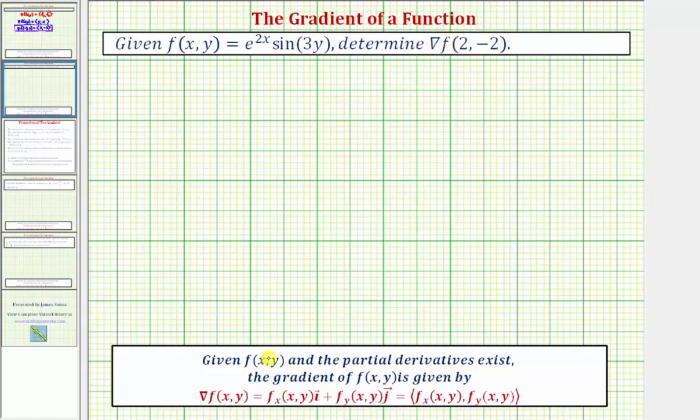So for a quick review, if we're given a function f of x comma y and the partial derivatives exist, then the gradient of f of x comma y is the vector-valued function, where the x component is the partial of f with respect to x, and the y component is the partial of f with respect to y.